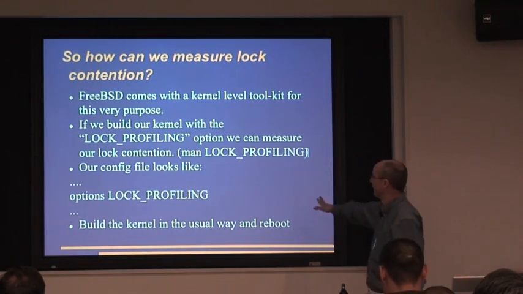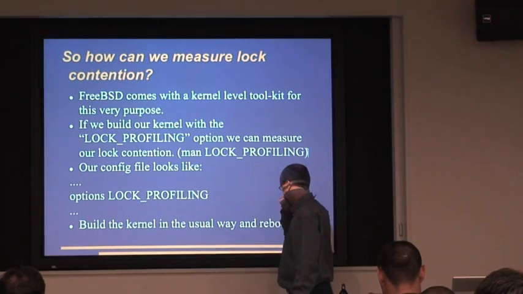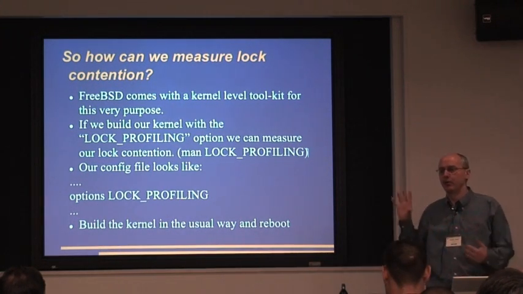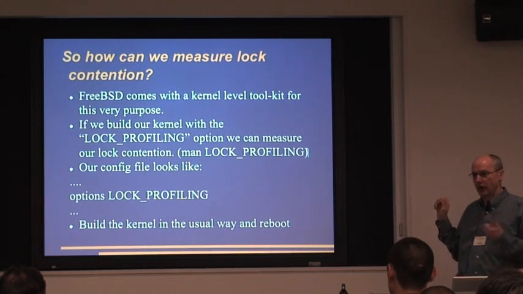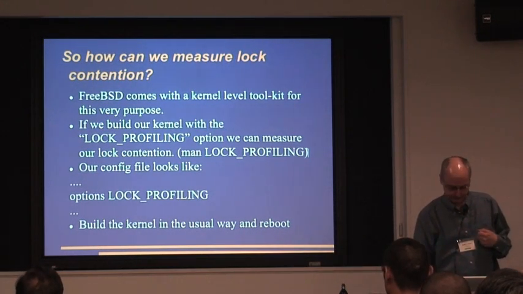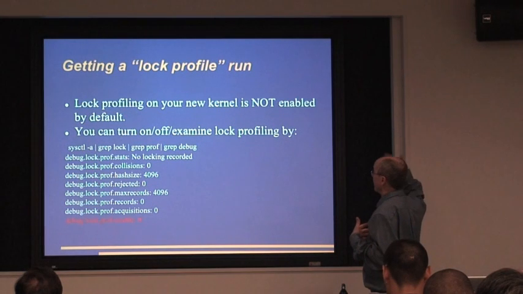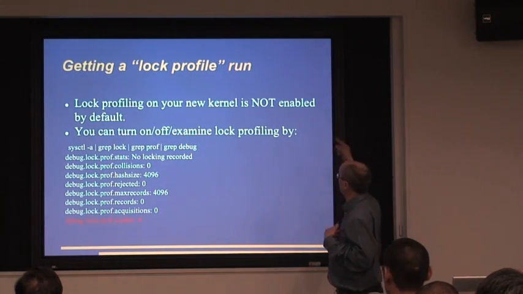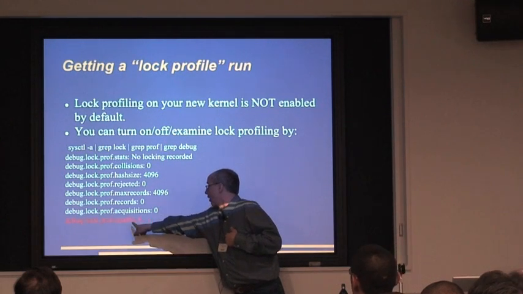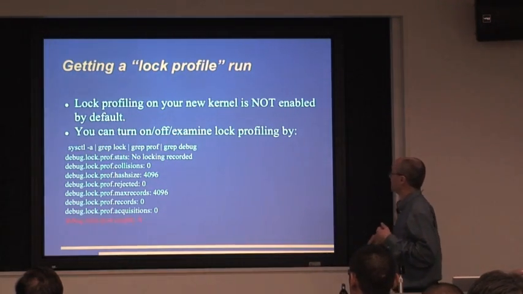So if you look here, I've added to my kernel configuration options lock profiling. And I go through and build the kernel. What this does for me is put into the kernel a toolkit, if you will, for measuring lock contention. So once you reboot and bring up your kernel, you're able to look at the sysctls and you'll see things like debug lock prof enable, debug lock prof acquisition, and other nice little things.